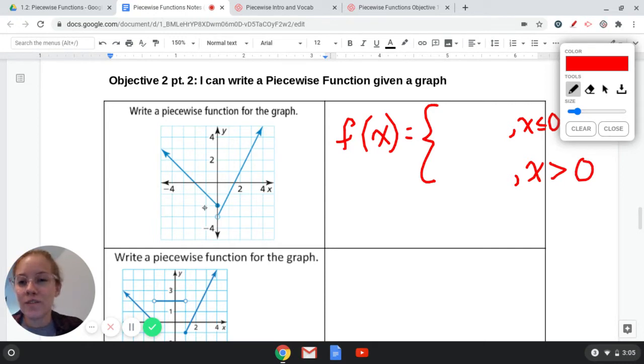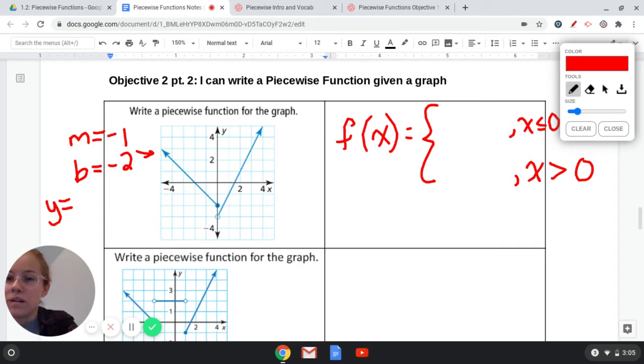All right, now let's find out the values of these functions. This function has a slope of -1. What's the y-intercept going to be? It intersects the y-axis right here at -2. So that means this equation is y equals -1x minus 2. So this is where our function goes, right here. This is -1x minus 2.